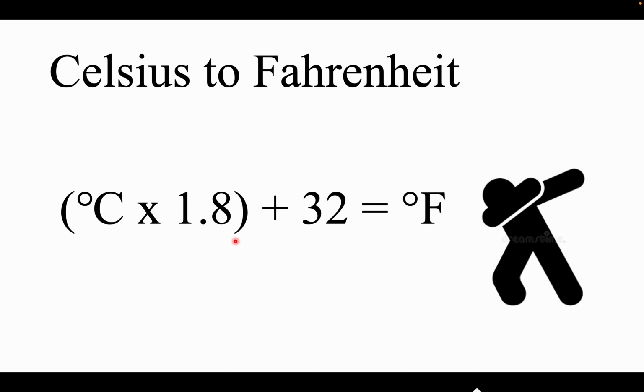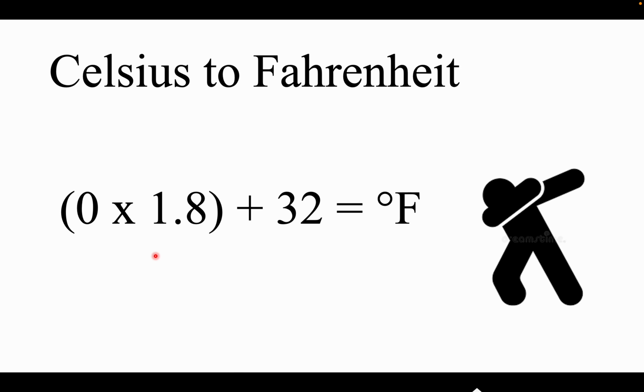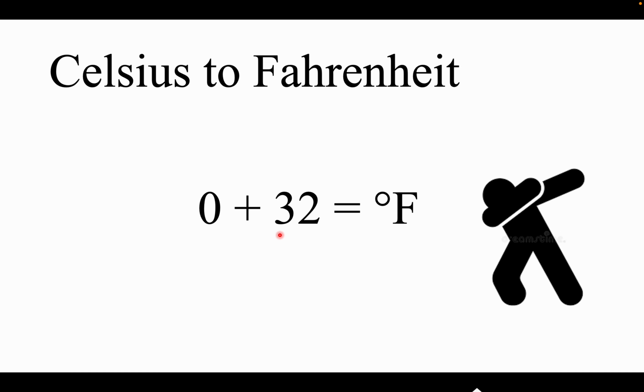To get from Celsius to Fahrenheit is a little bit more complicated. Degrees Celsius times 1.8 plus 32 equals degrees Fahrenheit. How I like to remember is that the freezing point of water is 0 degrees Celsius or 32 degrees Fahrenheit. If you plug in 0 degrees Celsius times 1.8, that equals 0 plus 32 equals 32 degrees Fahrenheit. So this is a simple way to remember both the freezing point of water and the Celsius to Fahrenheit equation.